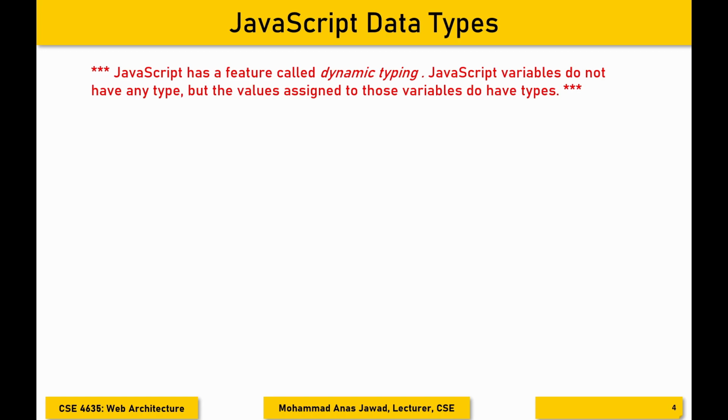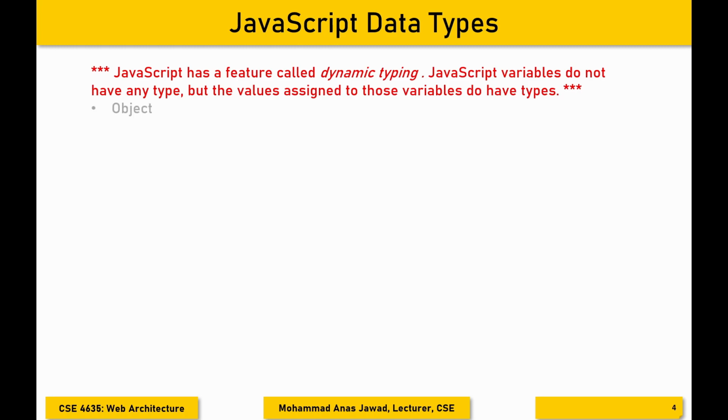That is because the variables in JavaScript do not have any type. They are only assigned a type whenever we assign a value to that variable. So ultimately what that means is the values have data types, but the variables themselves do not have any specific data type.